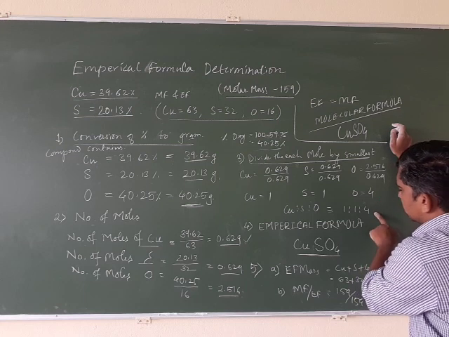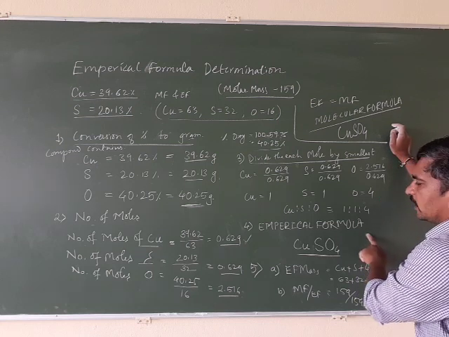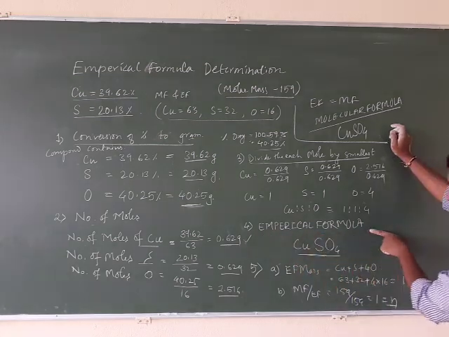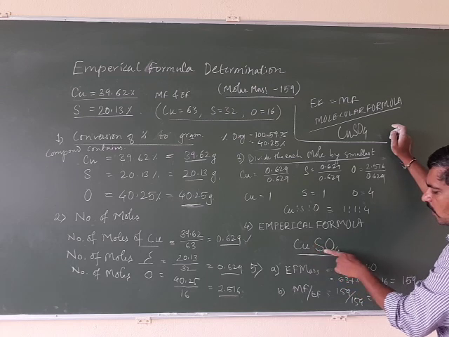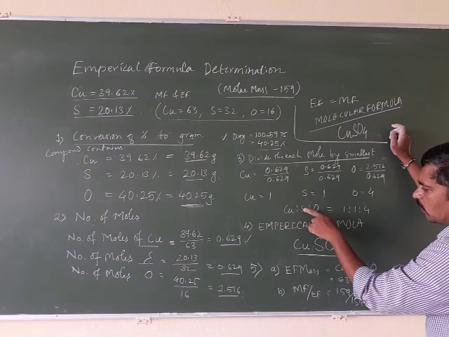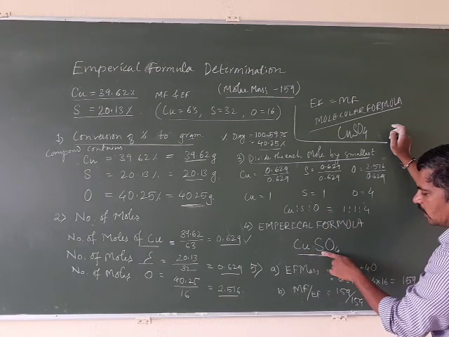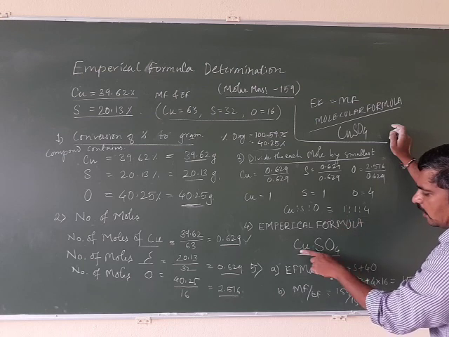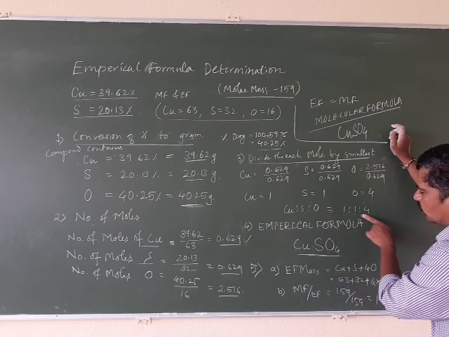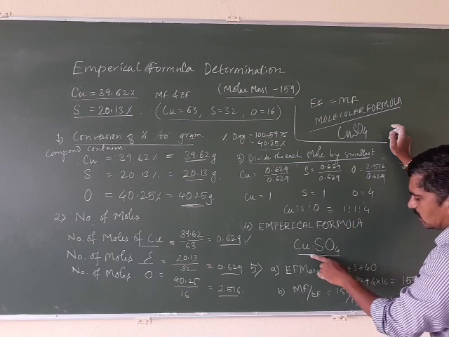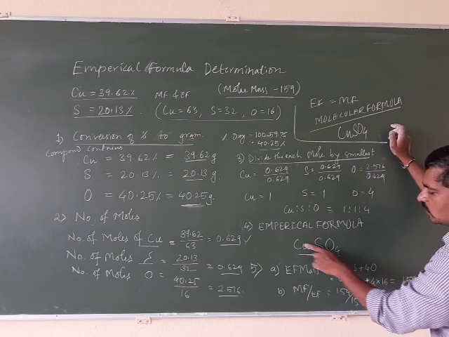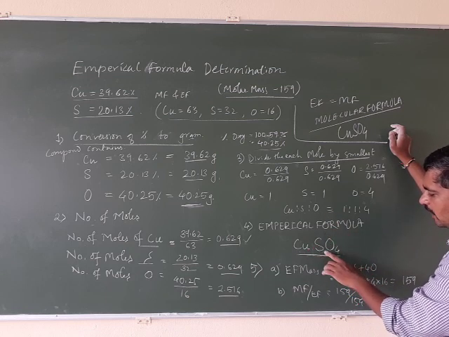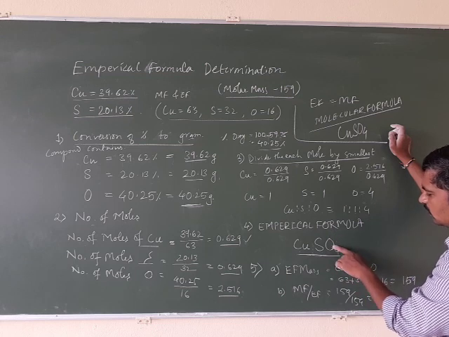Now this simplest whole number ratio is converted into the empirical formula. Here we write the symbol of copper, sulfur, and oxygen, and then we write the quantity for each element in the mole ratio as a subscript to that symbol. For copper it is 1, so we do not write it. For sulfur it is 1, so it is neglected. And for oxygen it is 4, that's why O4.